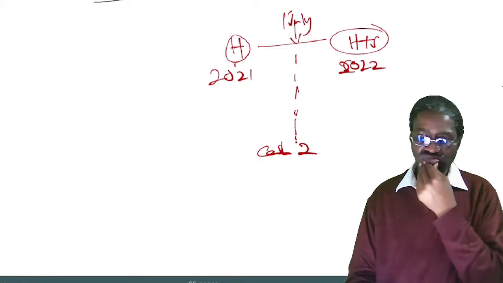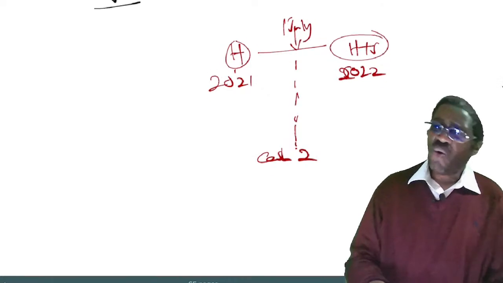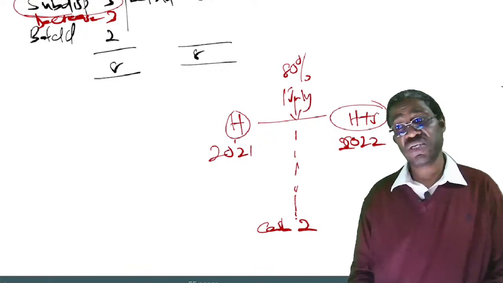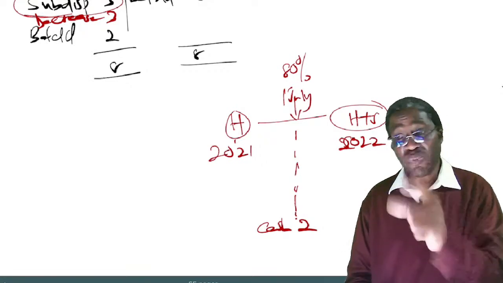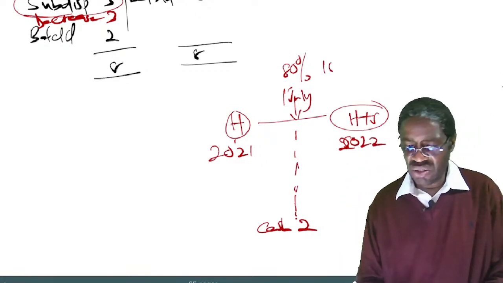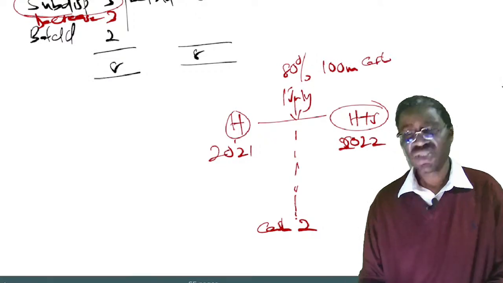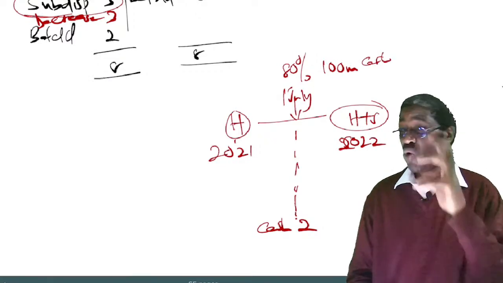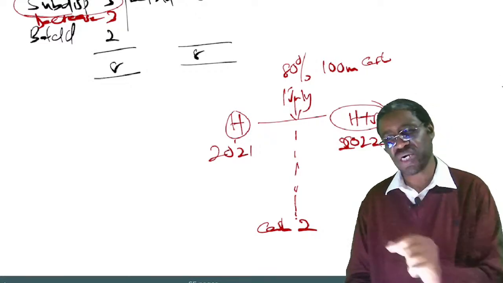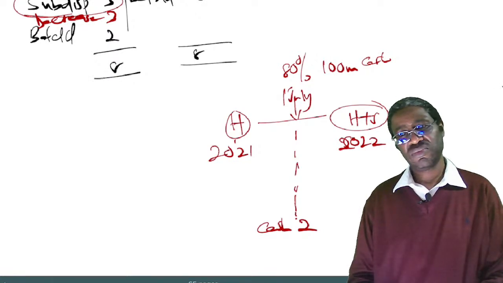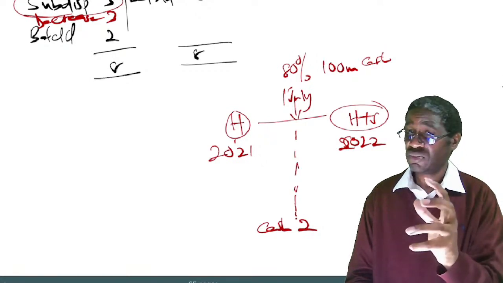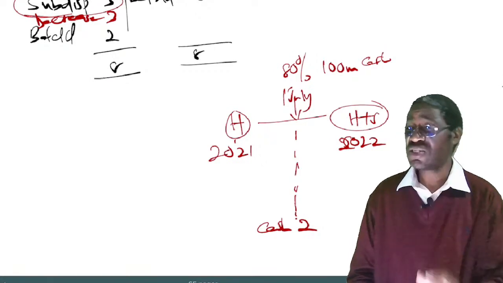Now listen. When you acquired this subsidiary company on 1st July, you bought 80% of the shares, and you ended up paying 100 million shillings cash. That's what you paid. To acquire that subsidiary company, you paid 100 million shillings cash. So when you acquired this subsidiary, it's an investment you are doing. A subsidiary is a fixed asset.